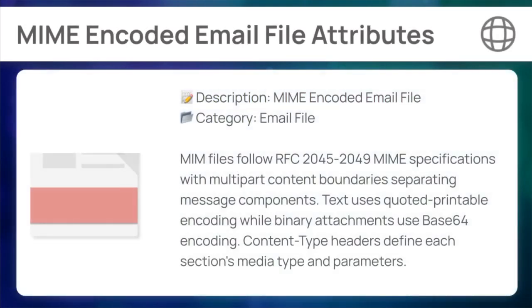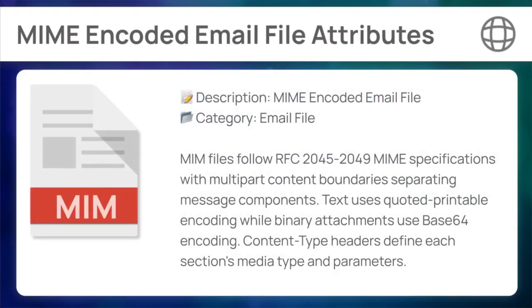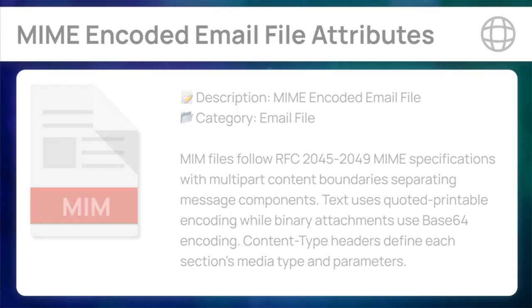MIM files follow RFC 2045-2049 MIME specifications with multi-part content boundaries, separating message components. Text uses quoted-printable encoding, while binary attachments use base64 encoding. Content type headers define each section's media type and parameters.